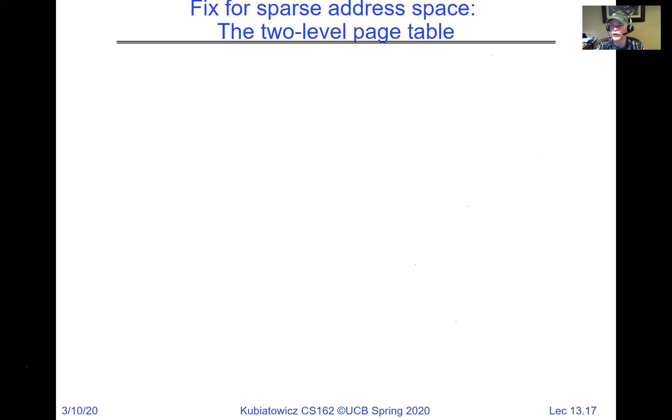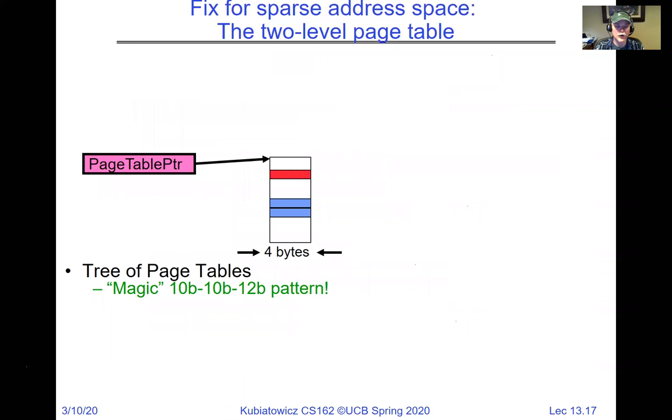The problem I'm referring to is just this ridiculous size of the page table. So what we're going to do is build a two-level page table. Oh, when we talk about sparse address space, is that relevant for virtual memory and not the DRAM? This is going to be relevant for virtual memory, but it's mapping to the DRAM. So let's see if we answer your question or not, and you can ask it again later.